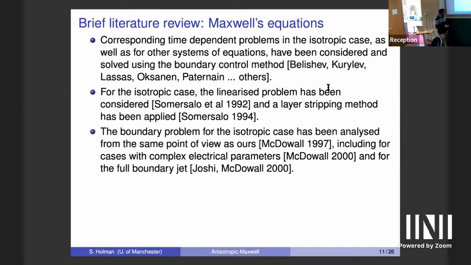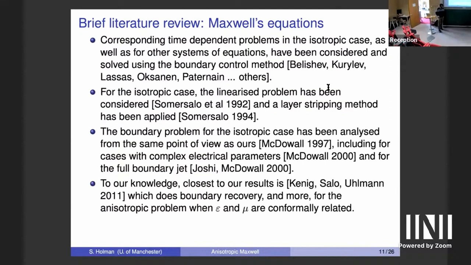The problem of recovering the parameters at the boundary in the isotropic case, essentially the same problem as this, was done by Ritter in 1997, and also eliminating the real assumption, so the parameters are allowed to be complex, in 2000. Then the argument for the full jet, so that's all the derivatives of the parameter at the boundary, was also done by Cauchy and Ritter in 2000. And then they do the chiral one as well, which has an extra term that mixes up B and H. Chiral.